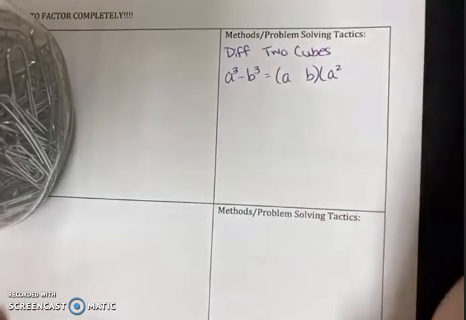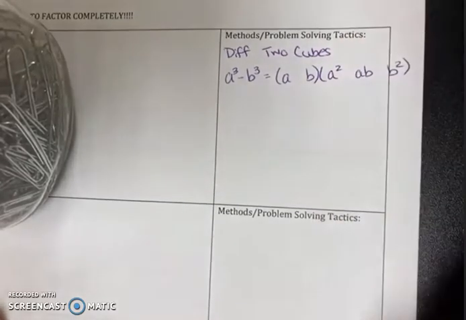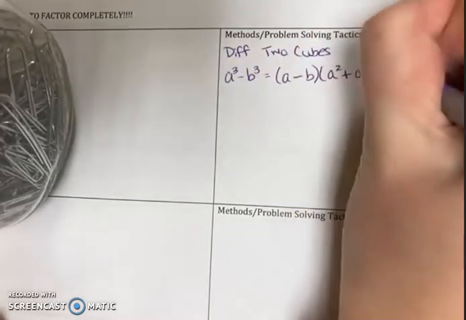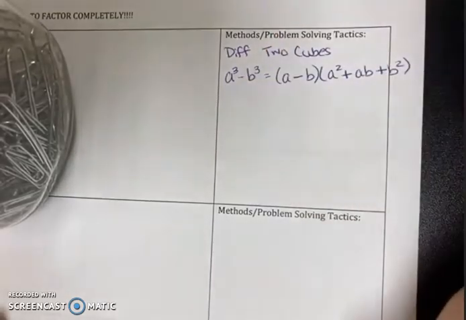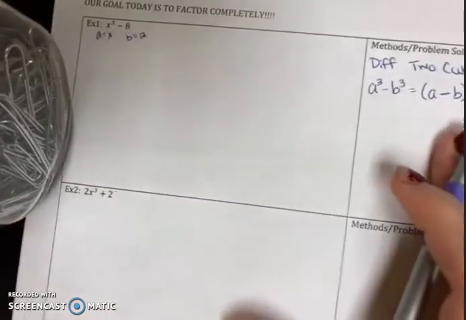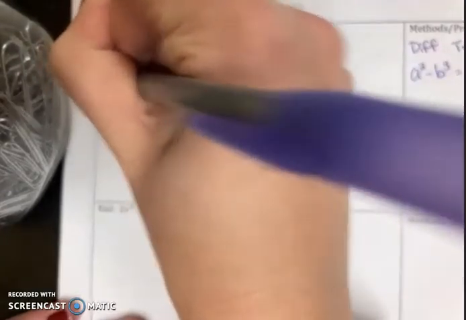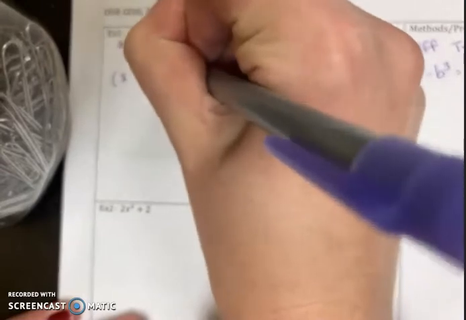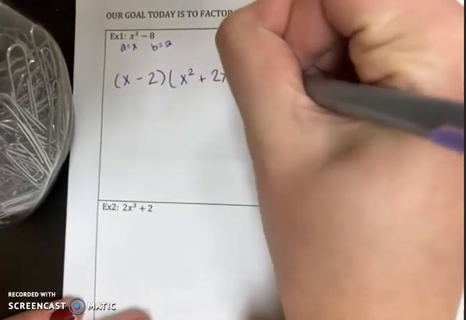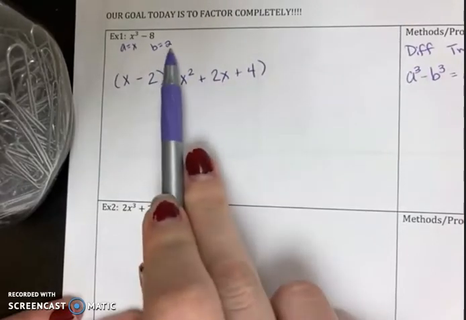Both start with AB in a binomial and then A squared, AB, B squared in a trinomial. The only difference is their signs. So because this is subtraction, it's minus, plus, plus. If this were addition, so a sum of 2 cubes, it would be plus, minus, plus. So going back over here, I'm going to plug my A and B value into this rule. So that means I have x minus 2 times x squared plus 2x plus 4, because x squared gives me x squared, 2 times x is 2x, and then 2 squared is 4.